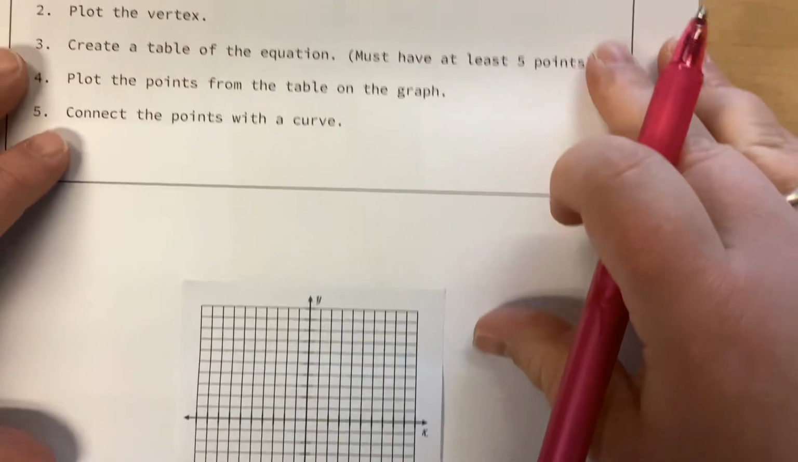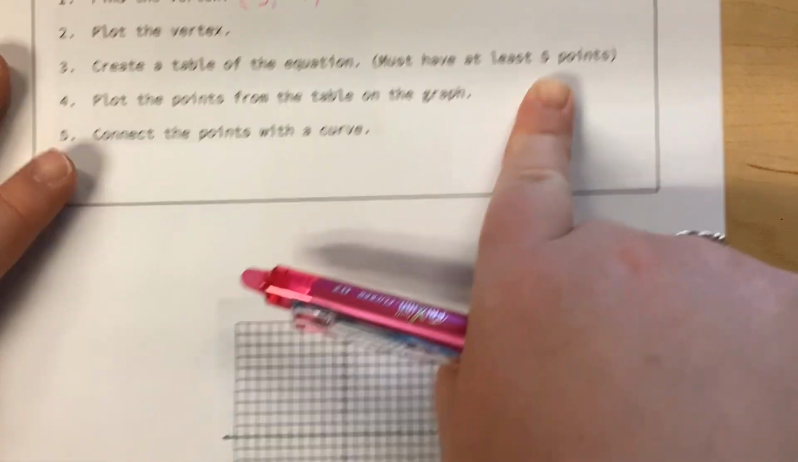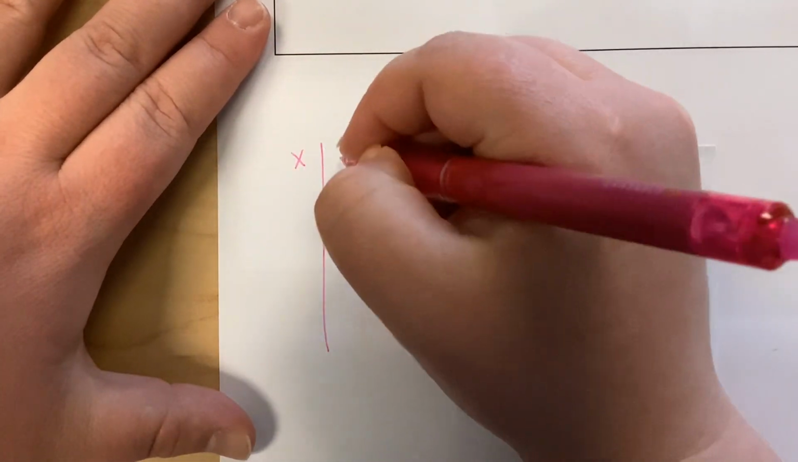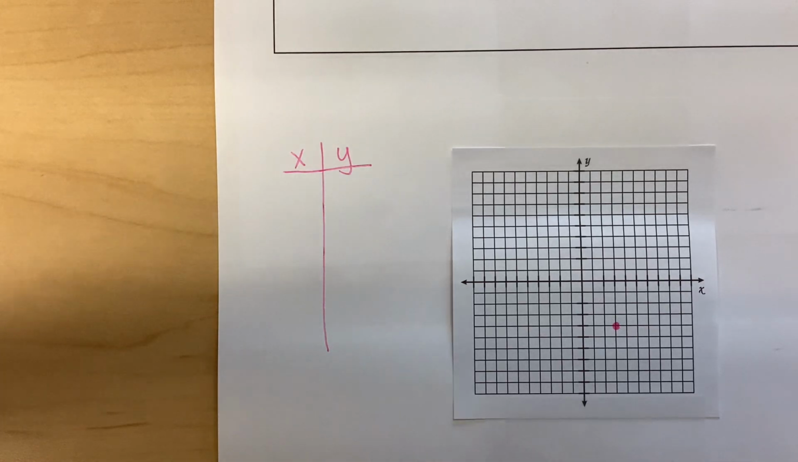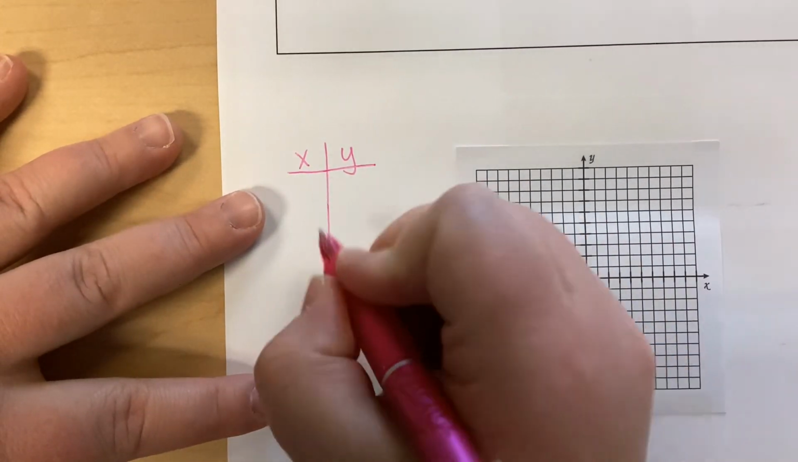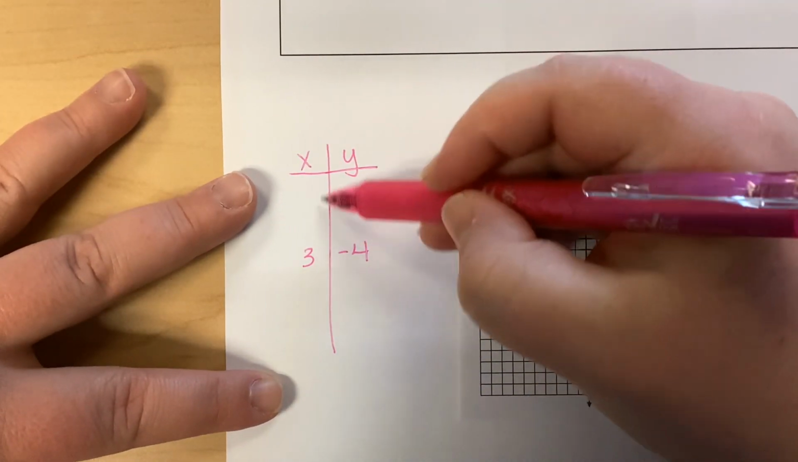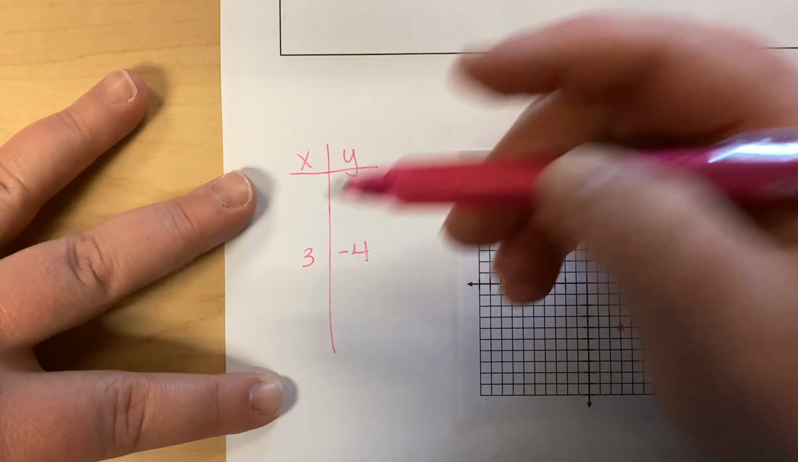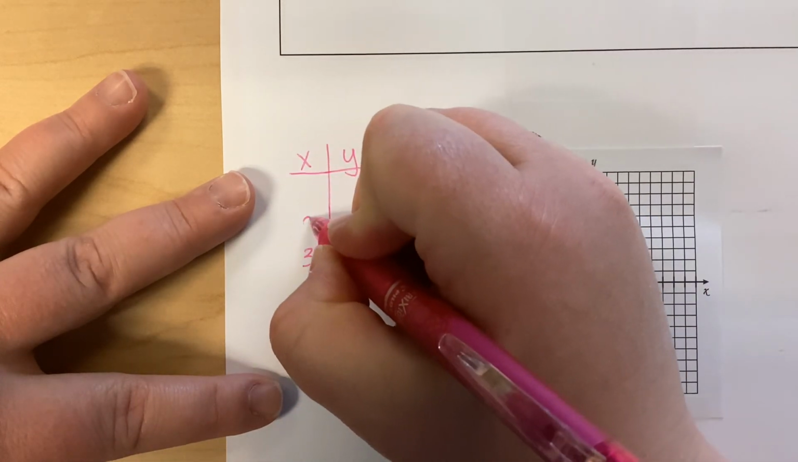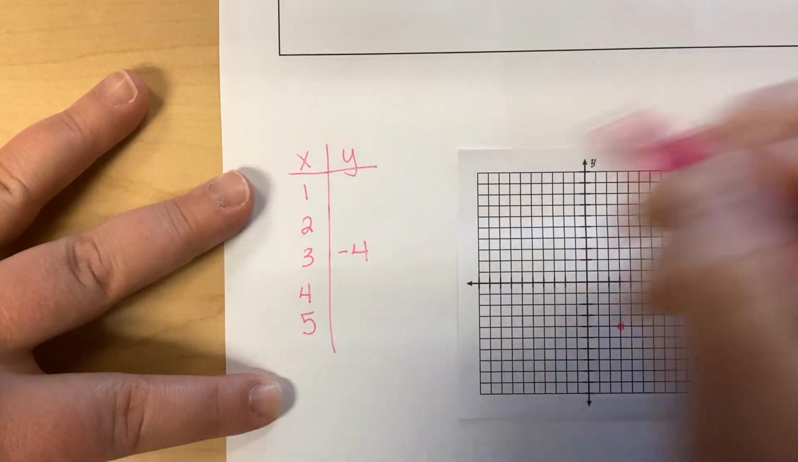Okay. All right, so part 3, create a table for the equation. You have to have at least 5 points. When I'm creating this table, what I like to do is make sure that my vertex is in the middle of it. So my vertex was 3, -4. And then I want to do 2 x values that are less than 3 and 2 that are greater than 3. The easiest thing to do is just to count backwards. So 2, 1, and then count forwards, 4, 5.